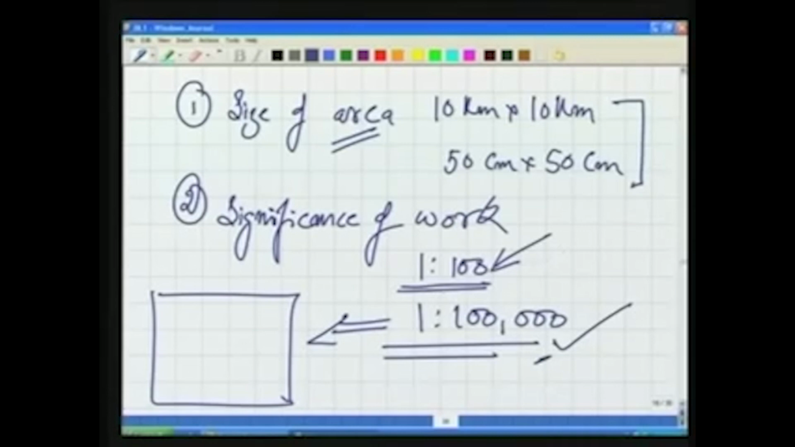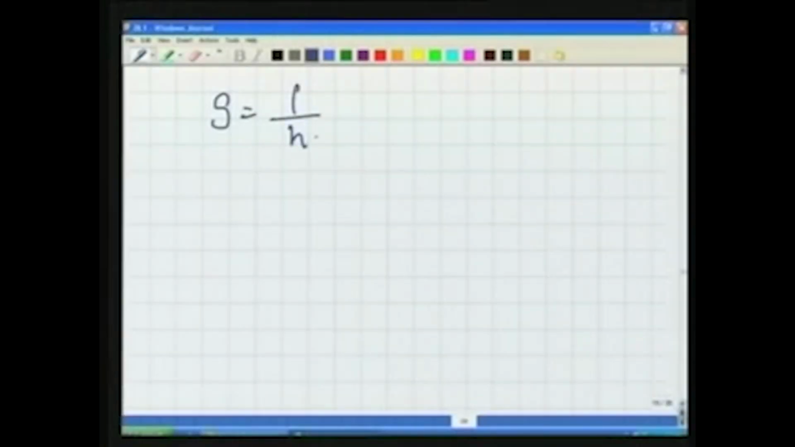Now, out of these two, this scale is called large, while this scale is called small. We must keep in mind the value, because the way we write the scale is S as 1 by n. Depending on this value of S, the scale is said to be either large or small. If S is large, it is large; if S is small, it is small. So we should know when we say scale is large, and when we say scale is small. In large scale and small scale, the amount of information will be different.